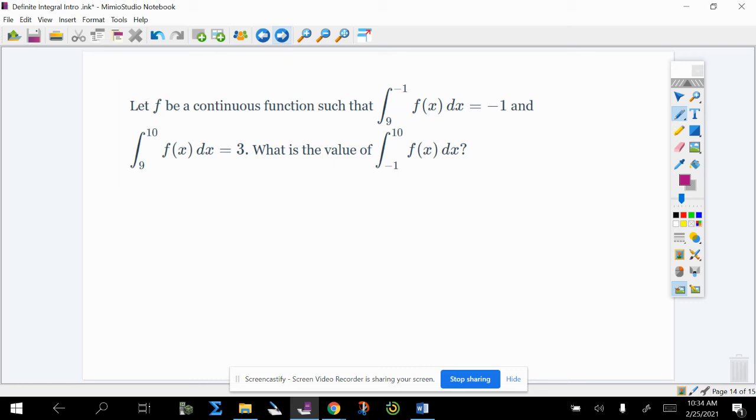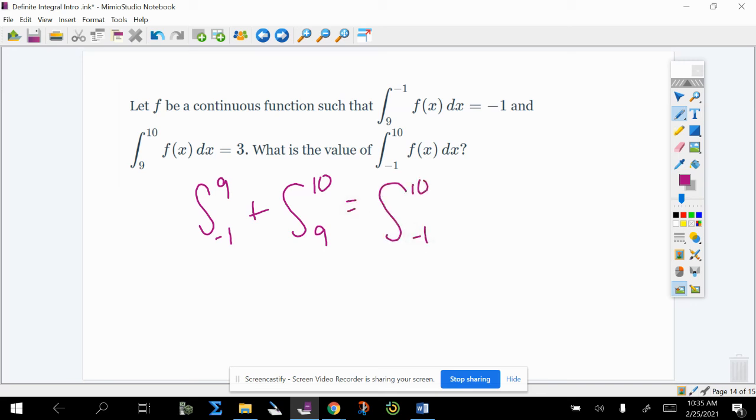So this one tells us, my given information is what's happening from 9 to negative 1 and what's happening from 9 to 10, and wants to know what's happening from negative 1 to 10. So again, I'm going to write part plus part equals whole. The smallest number I have is negative 1. So if I go from negative 1 to 9, and then I go from 9 to 10, that will give me the integral from negative 1 to 10.